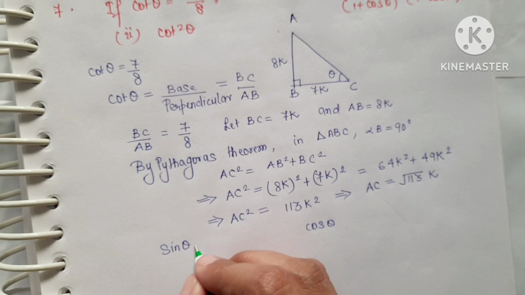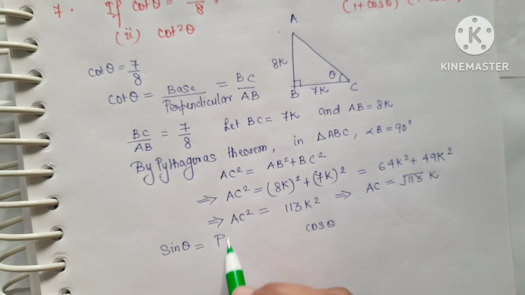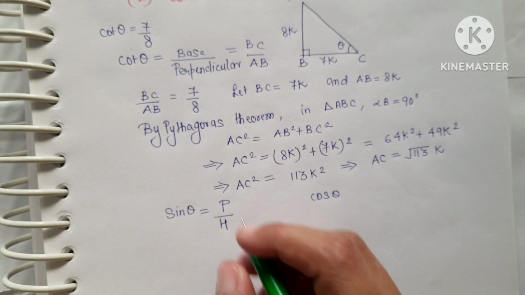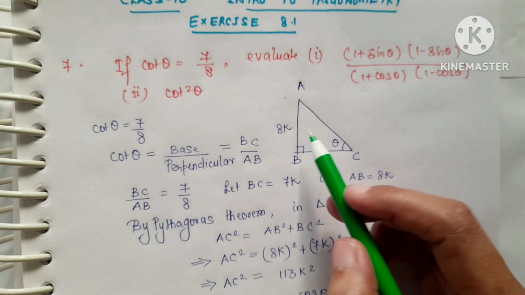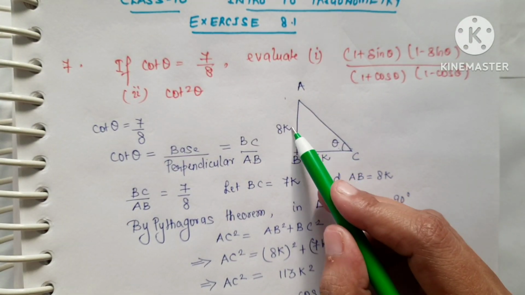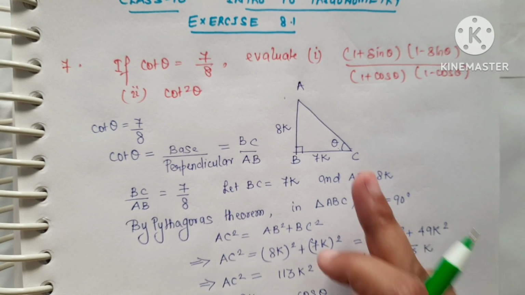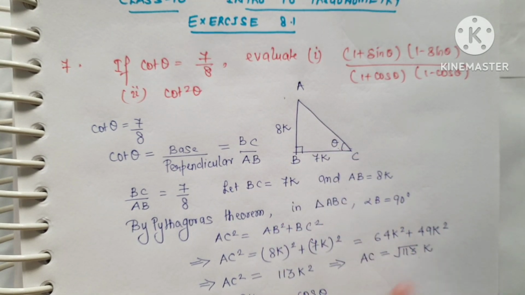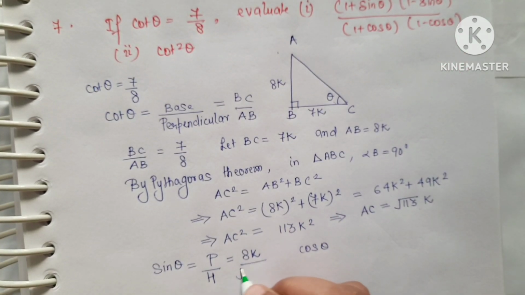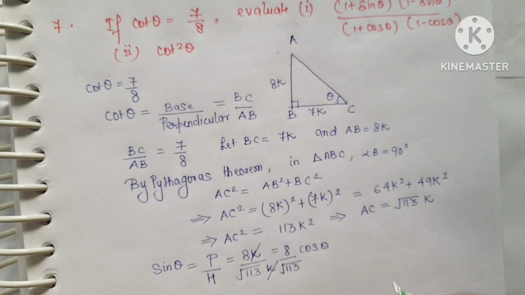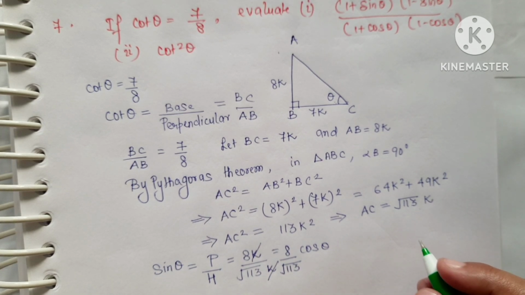So what is the value of sine theta? It is always perpendicular, which I am denoting by P, upon hypotenuse, which I am denoting by H. You already know the perpendicular side is the side opposite to the angle theta, which is AB, and AB is 8K, right? And the hypotenuse is AC, which is equal to square root of 113 times K. So K and K get cancelled out, and you get 8 upon square root of 113.